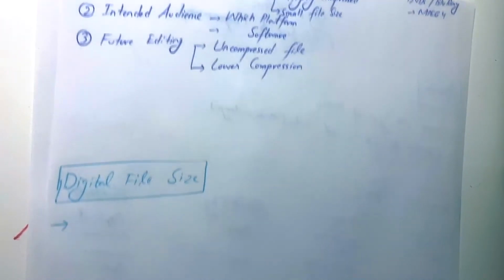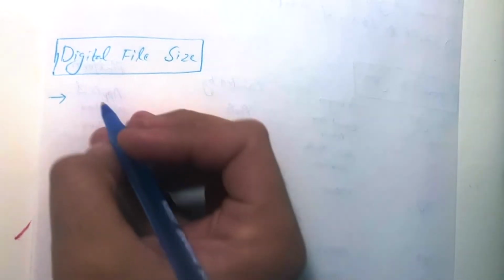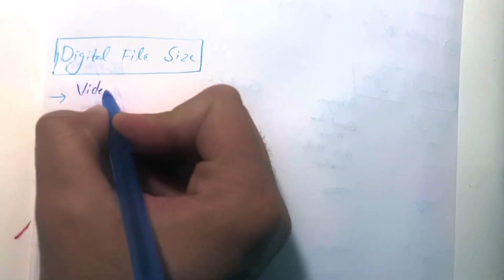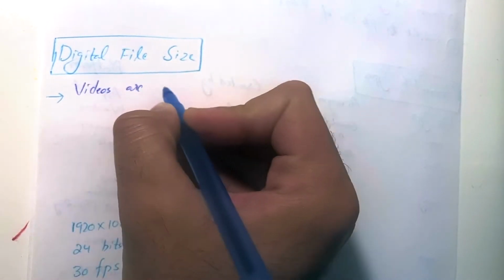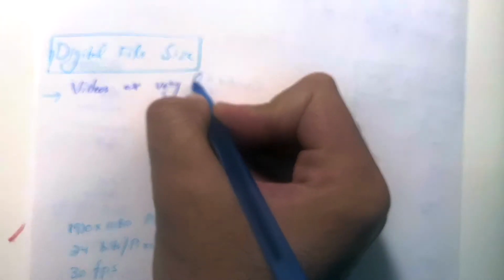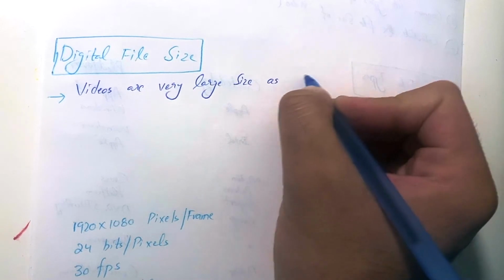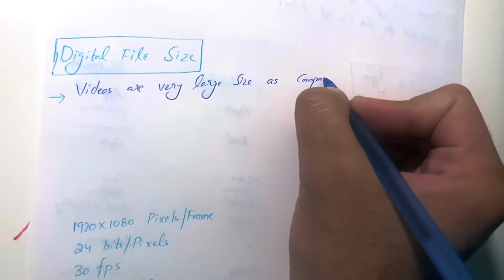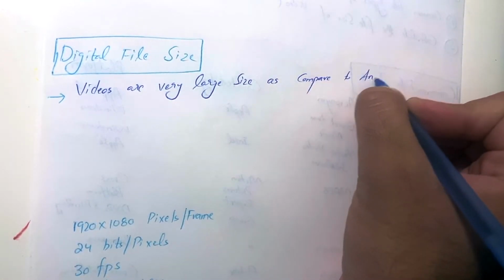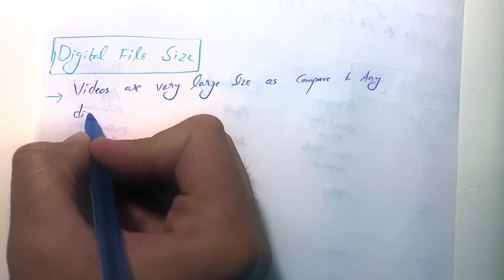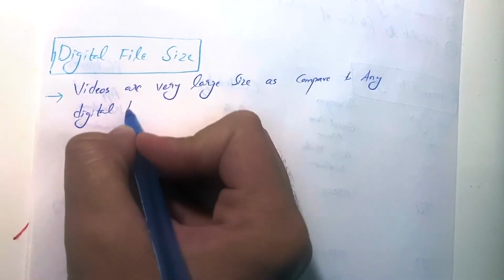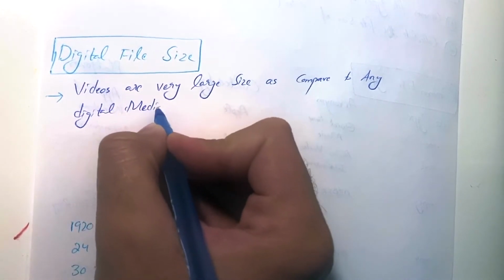Let's come to the digital file size. As we have already talked about, the video size is crazy big. Why is it too large? Because videos are very large in size as compared to any digital media. The reason why?